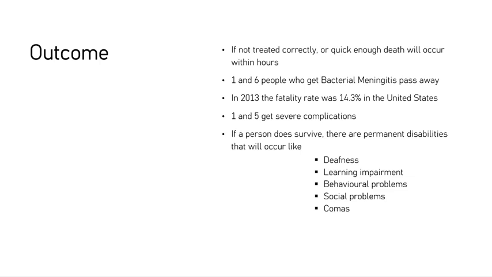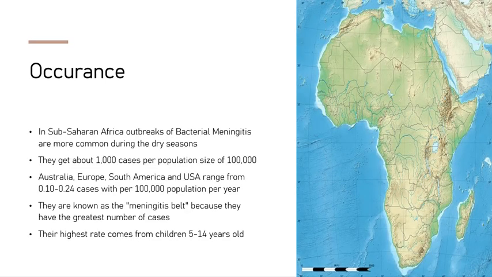If it is not treated correctly or quick enough, death will occur within hours. 1 in 6 people who get bacterial meningitis pass away. In 2013, the fatality rate was 14.3% in the United States. 1 in 5 get severe complications. And if a person does survive, the disabilities are permanent. Some permanent disabilities are deafness, learning impairment, behavioral problems, social problems, and comas.